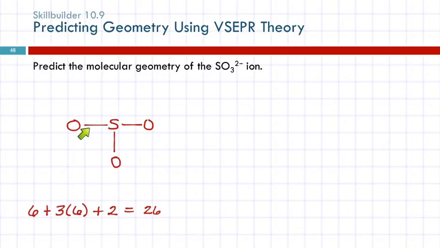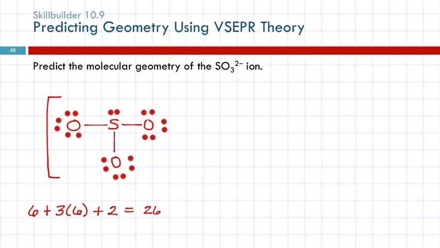Okay, so we need bonds: 2, 4, 6, 8, 10, 12, 14, 16, 18, 20, 22, 24, 26. Cool. We've got enough. We don't need to do any multiple bonds. And then to have a proper Lewis structure, we need to put the brackets, except on Mastering Chemistry, and put a charge on that of 2-.